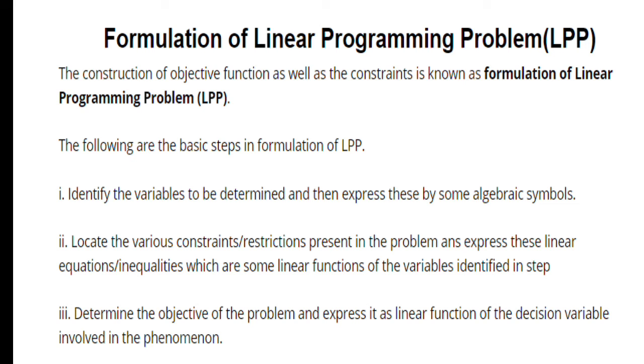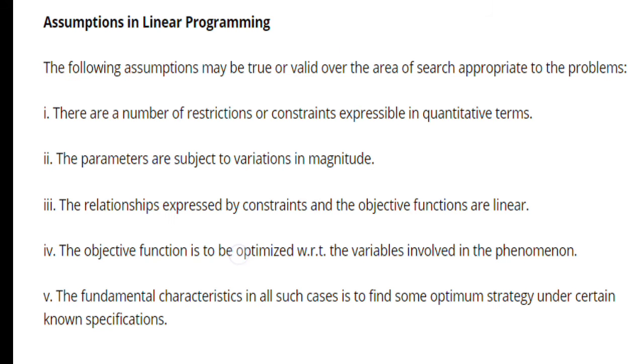Formulation of linear programming problem. For the construction of that, the following format will be followed. First, identify the variables to be determined and express them with algebraic symbols. Second, look at the various constraints or restrictions present in the problem and express them as linear equations or inequalities, which are linear functions of the variables. Last one is determine the objective function, that is maximization or minimization, and express it as a linear function of the decision variables involved in the phenomenon.